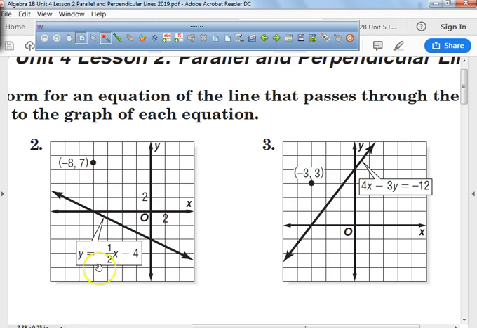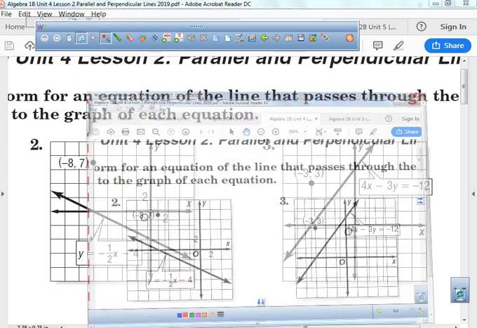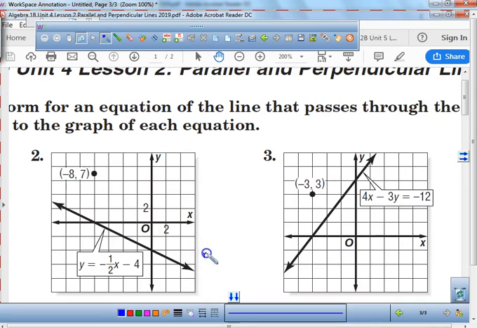Alright, so let's look at our very first line right here. What is the slope of this line? -1. Very good, -1/2. What does that mean? This is going what? Down 1 and over 2, right? And what's the y-intercept at?